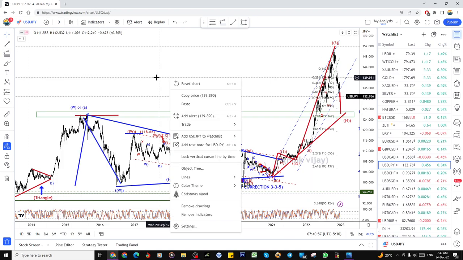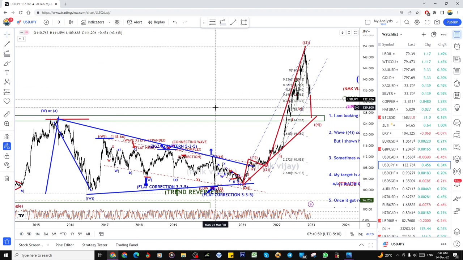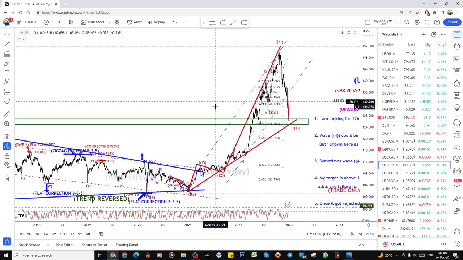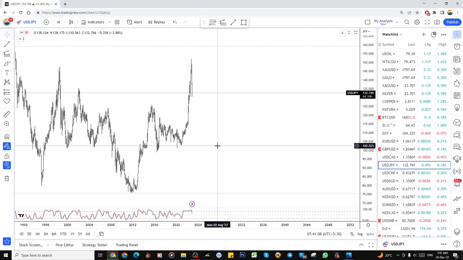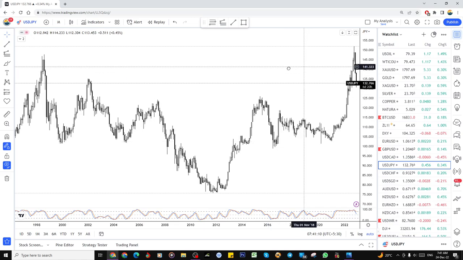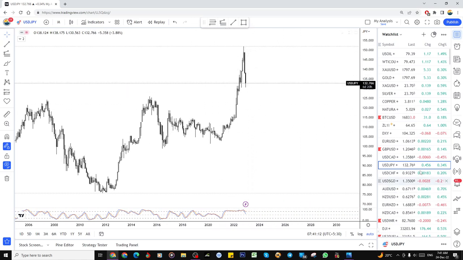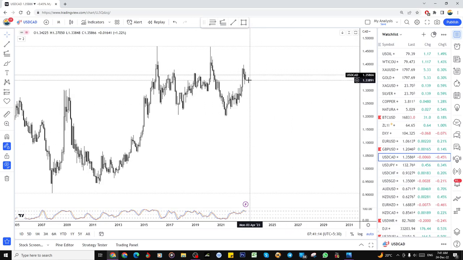So everything is the same, there is no conclusion, only that part is the confusion, whether it is a reversal or not. See, if we look into the monthly chart also, it's very bearish. Look at this, it's very bearish. And in USD/CAD it's a little bit, right? From here it can do anything.